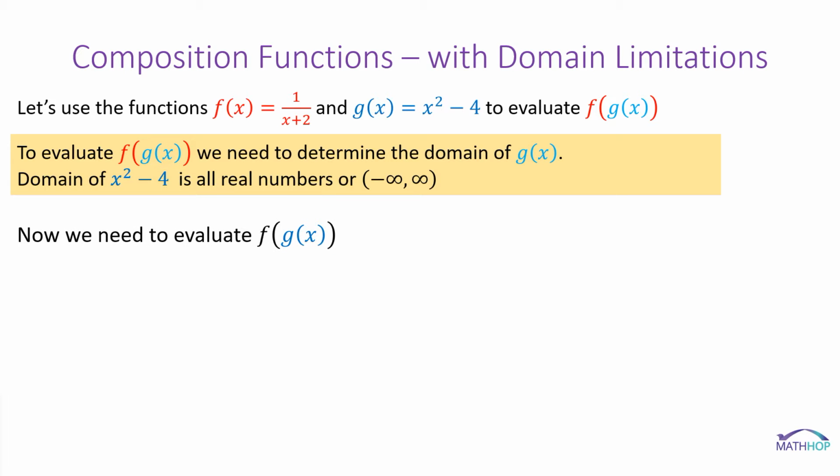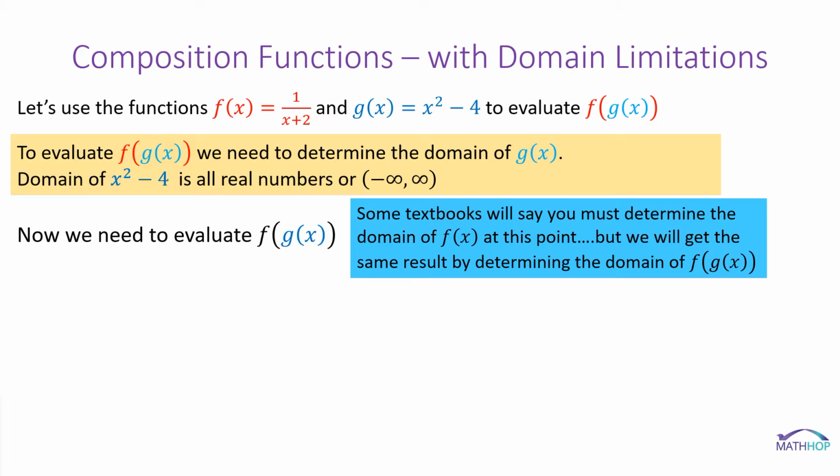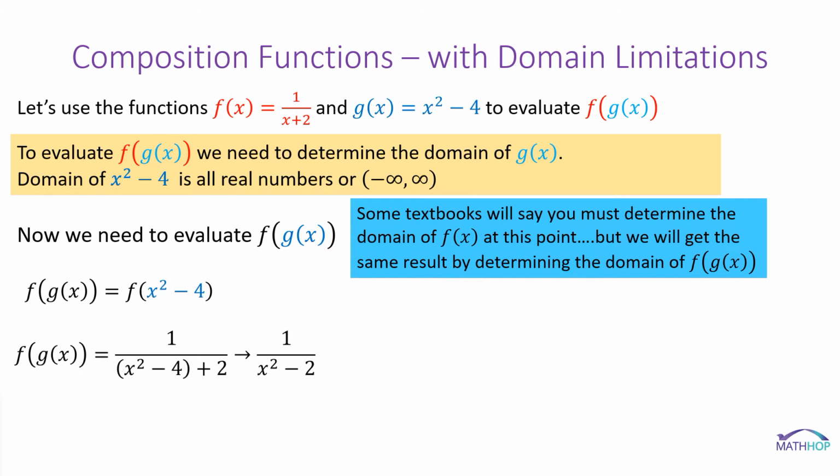So now let's evaluate f of g of x. Now, I will caution you, some textbooks will tell you you must determine the domain of f of x at this point, and we really already did, but you don't have to. We will get the same result if we first find the domain of the inside function and then the composition function. So let's do f of g of x is f of x squared minus 4. So it's going to be 1 divided by, instead of x plus 2, it's x squared minus 4 plus 2. So we just combine like terms here, right? Negative 4 plus 2 is negative 2. So we get 1 over x squared minus 2.